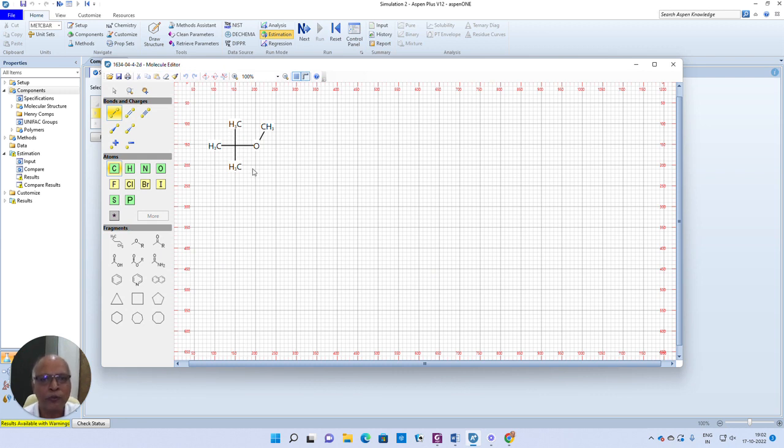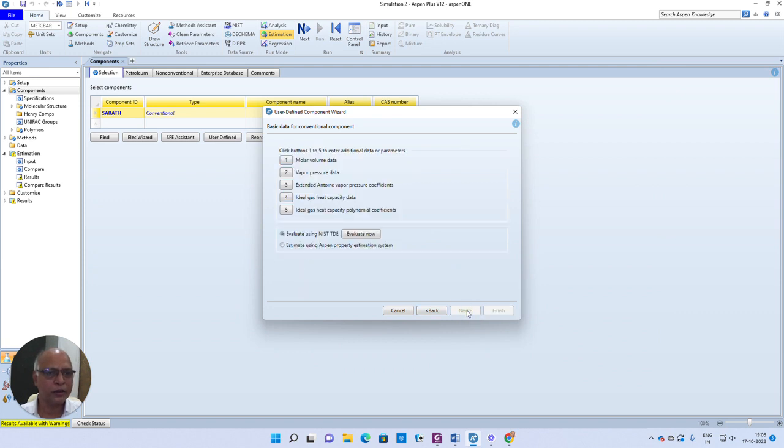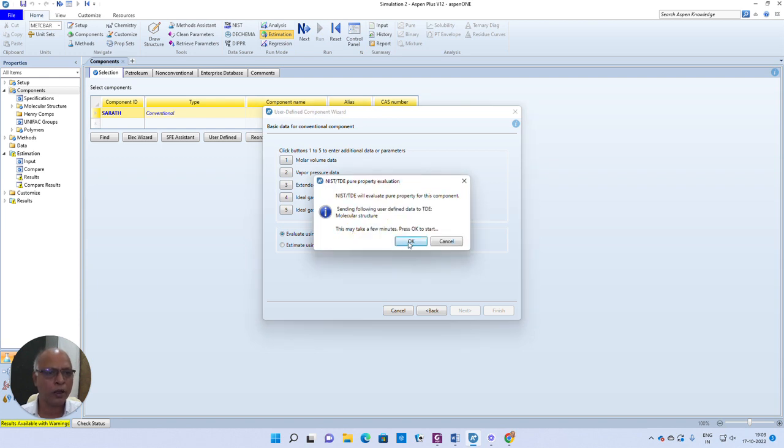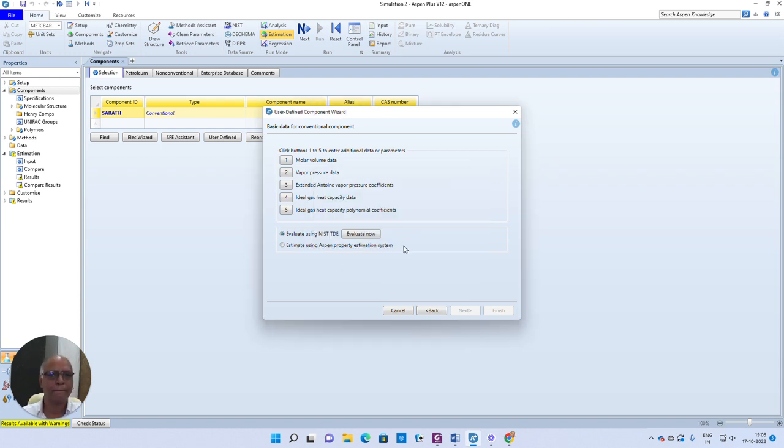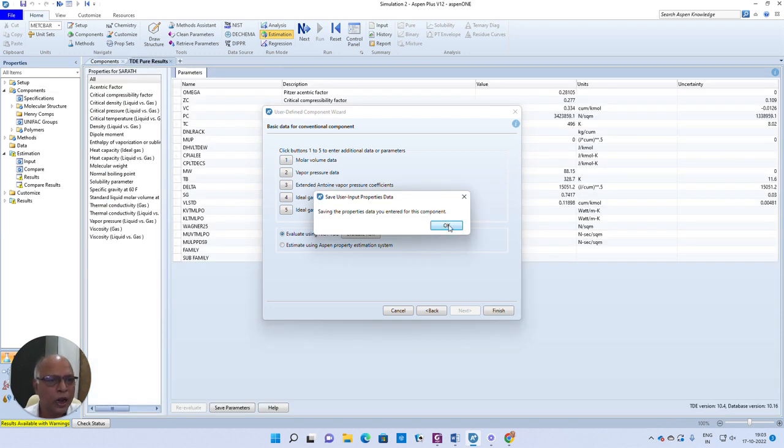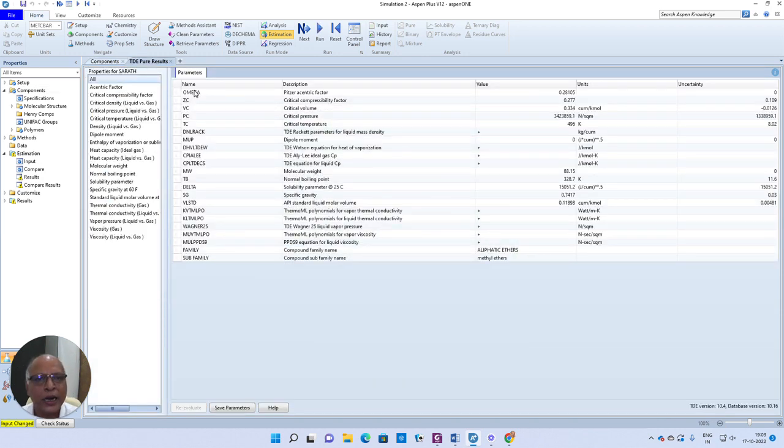So now you don't have to specify atom to atom the type of bonds. All that information will be retrieved from the molecular structure that is already available. So you can close down this window and then next. Now the moment you have the molecular structure, you will be able to evaluate the properties with the thermodynamic engine. Say evaluate now. Now you can see the properties are estimated for this particular compound by importing the molecular structure, right? You can check it out.